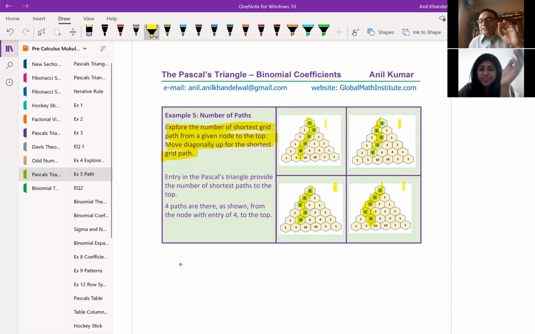Wait, so you're saying, because it's the number 4, there are 4 paths? Yeah. So if it's number 6, there will be 6 paths? Yes. If you're at 6 and you try to make these paths, there will be 6 paths. And of course, if you start from here, you have already taken 4 from one side, 6 from the other side. So there are 10 paths in all. Oh my God.